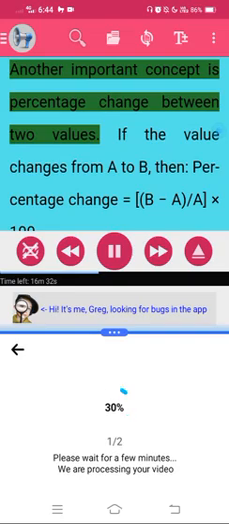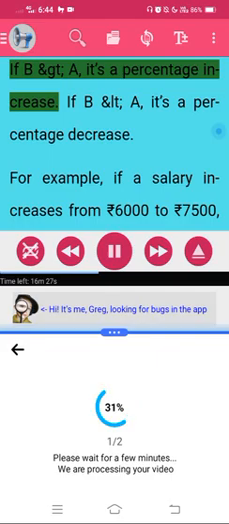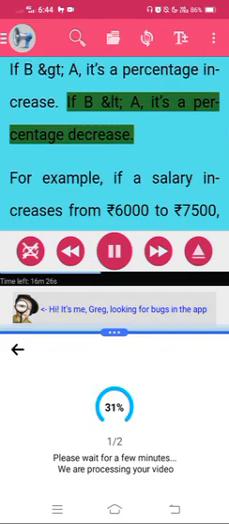Another important concept is percentage change between two values. If the value changes from a to b, then percentage change equals (b minus a)/a times 100. If b > a, it's a percentage increase. If b < a, it's a percentage decrease.